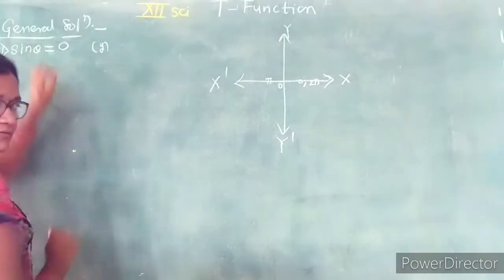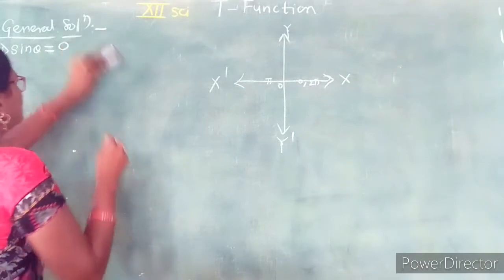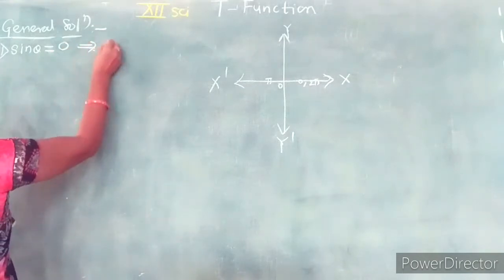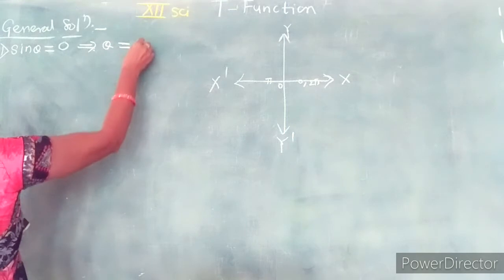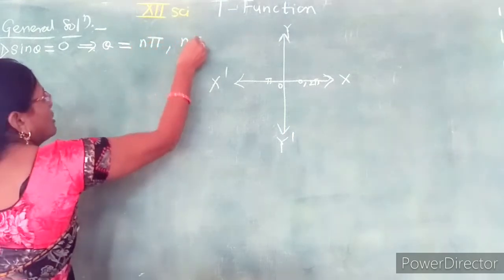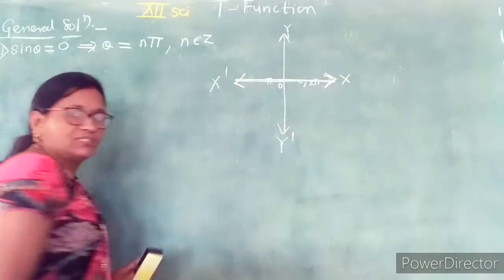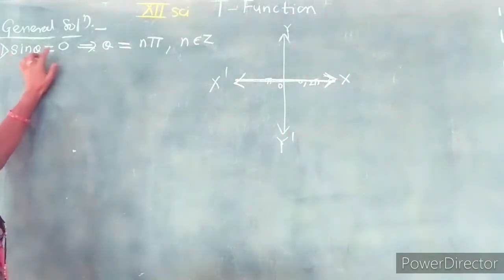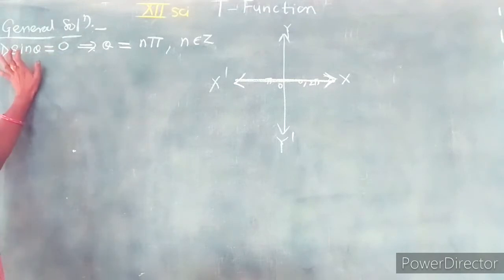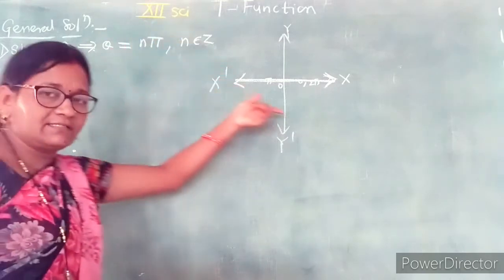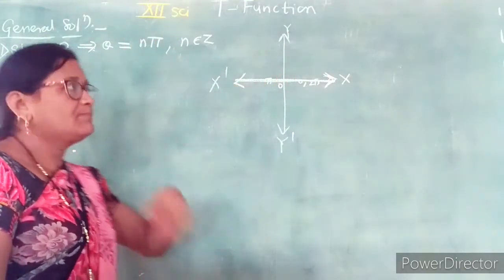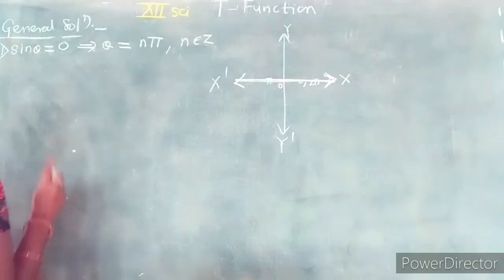Therefore, sin theta equal to 0 gives the general solution theta equal to n pi, where n belongs to Z. Along this axis, for all angles along the x-axis, the sine ratio has value 0. Remember that sine always depends on the y coordinate and y is 0 on the x-axis, so we take the whole solution, whether measured clockwise or anti-clockwise.